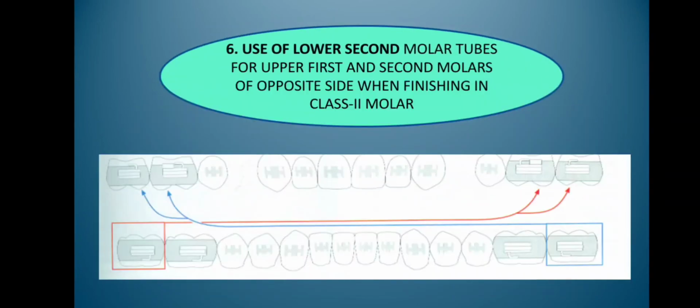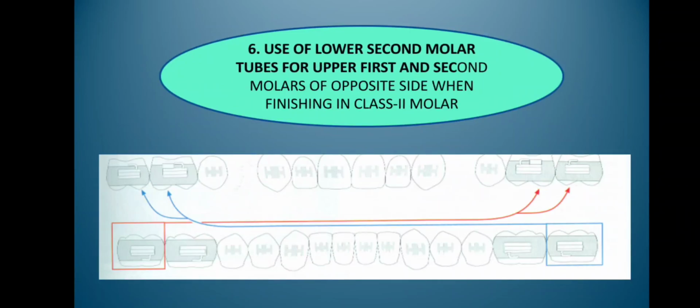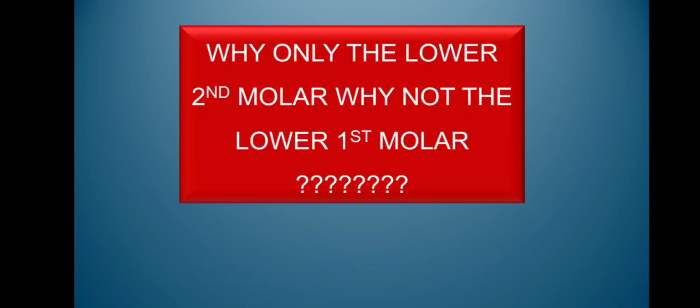And going to the sixth one, use of lower second molar tubes for upper first and second molars of opposite side when finishing in class 2 molar. When finishing in class 2 molar relationship, we can place lower second molar attachments on upper first and second molars of contralateral side, as they have 0-degree rotation and encourage upper molar to rotate mesiopalatally. And here also a question arises, why only the lower second molar, why not the lower first molar?